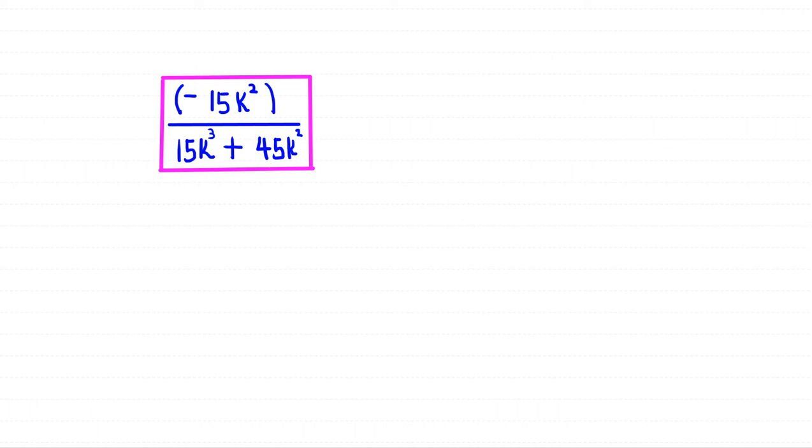In this video, I'm going to talk about the second example of simplifying rational expressions right over here. And the question is, simplify these rational expressions: negative 15 times k squared over 15 times k to the third power plus 45 times k squared.